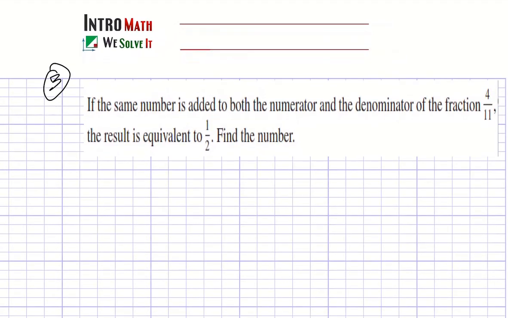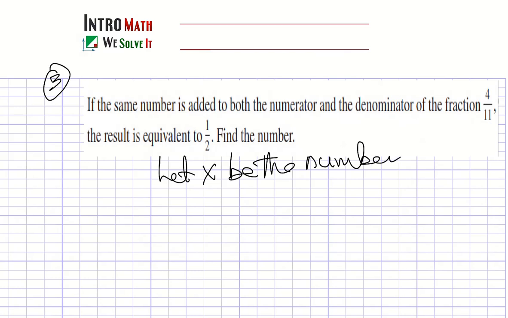This one says, if the same number is added to both the numerator and denominator of the fraction, the result is equivalent to that, find the number. Okay, you will do the same dance. Let x be the number. And then what did he say? He said that number is added both to the numerator and denominator. So 4 over 11, we'll add x here and x here. Just do what they tell you to do.